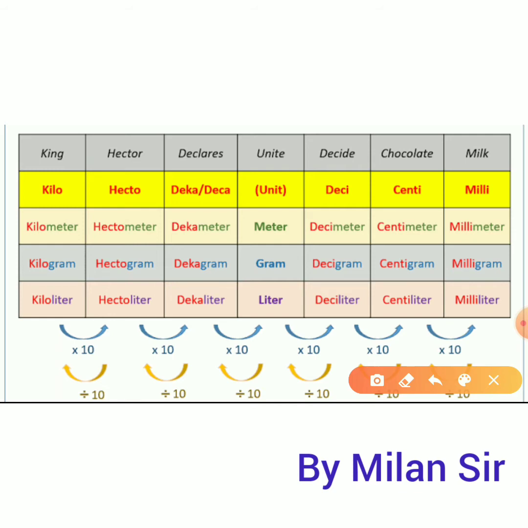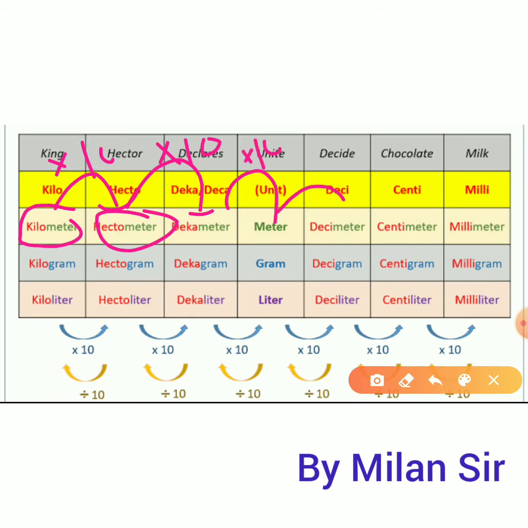That means if we want conversion from kilometer to hectometer, we multiply by 10. From hectometer to decameter, again multiply by 10. From decameter to meter, multiply by 10. From meter to decimeter, multiply by 10. From decimeter to centimeter, again multiply by 10. And from centimeter to millimeter, again multiply by 10.